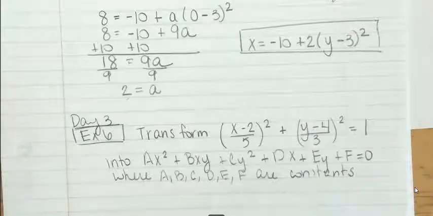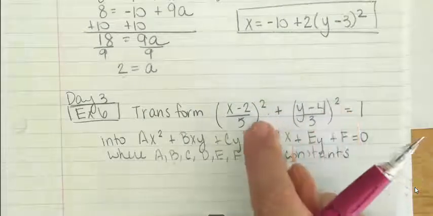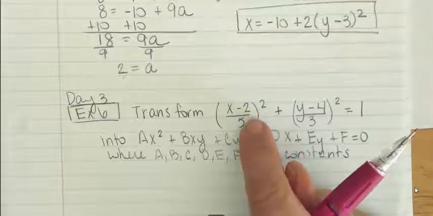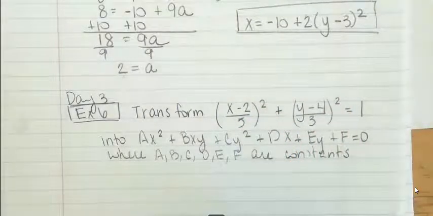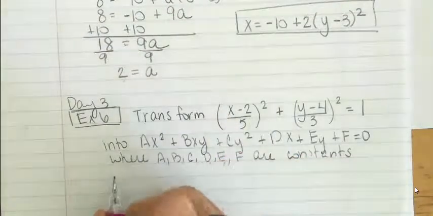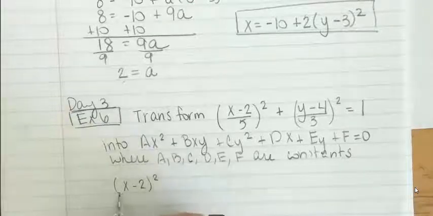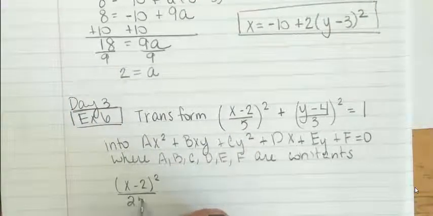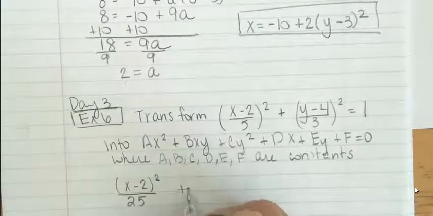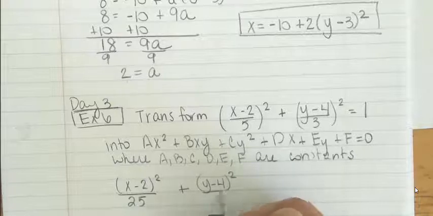terms. So the first thing I'm going to do is get rid of the squares. I'm basically going to square each of these terms. So instead of the form we have, this really becomes (x minus 2) squared over 25, plus (y minus 4) squared over 9.